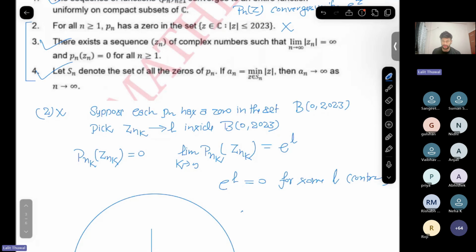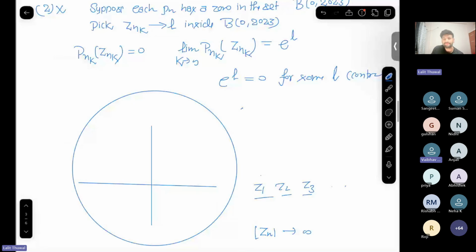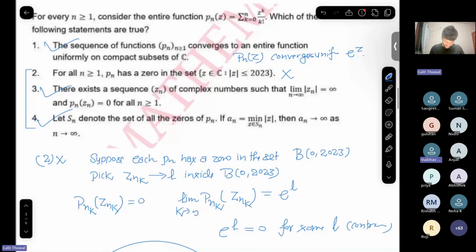Okay, so any questions? Sir, I would like to point out one thing. In the third example, you have done like if there exists any such sequence such that Pn of Zn is 0, then that Zn should go to infinity. You have said this. But the question is, does there exist such sequence? There will exist because each Pn has zeros in C, right? I had pointed out that. Understood.